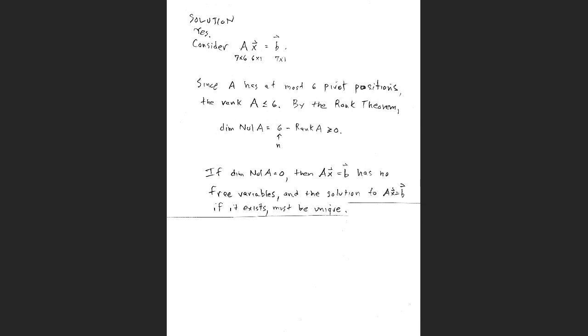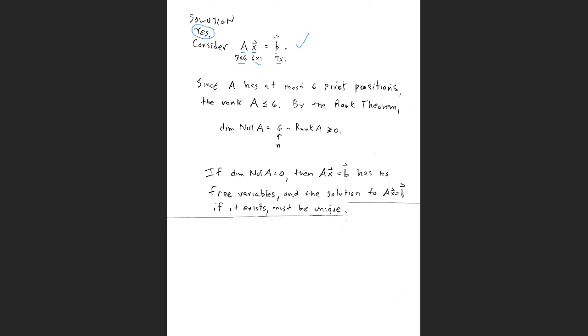Okay, the answer is going to be yes. So let's consider what we have here. Here's our system of equations. There are 7 equations and 6 unknowns, which means that the matrix A has to be a 7 by 6 matrix. The vector X has to be a 6 by 1, of course. That would make sense, 6 unknowns. And then the matrix B over here is 7 by 1. I just like to spell things out a little bit.